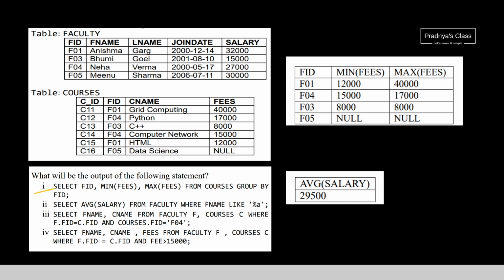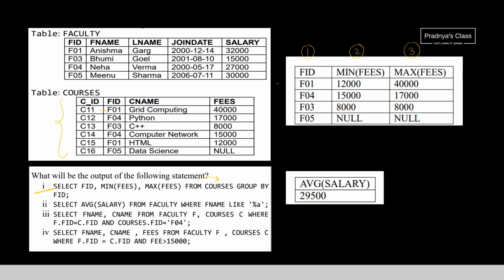Let's read the first query. Select FID, minimum of fees and maximum of fees. So these 3 fields will be getting printed that we have mentioned. From table name, group by FID. Now look at the courses table as mentioned. We are doing grouping on the FID and we have to find out the minimum of fees and the maximum of fees.